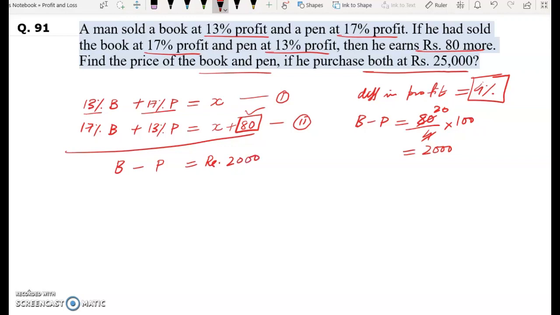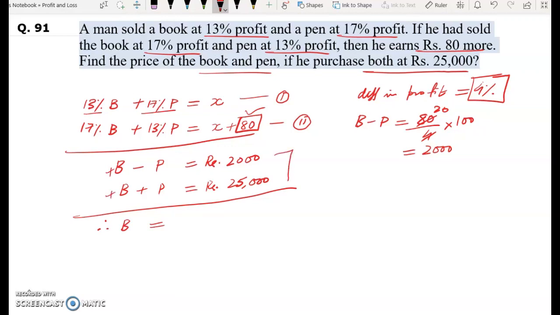And in the question, it's given that he purchased both at rupees 25,000. So price of book plus pen is rupees 25,000. Now we can easily find the value of book and pen. Therefore B, value of book will be how much? This is both is plus. So we will add this 2, which is 27,000. 25,000 plus 2,000 is 27,000, and we will divide it by 2. This will give us 13,500. This is the price of book.